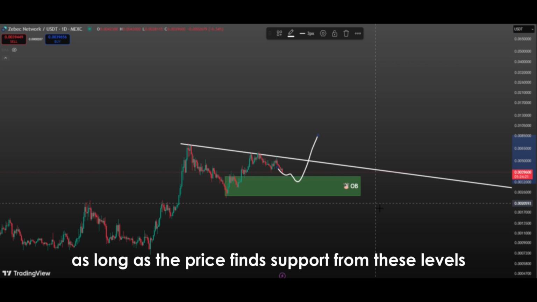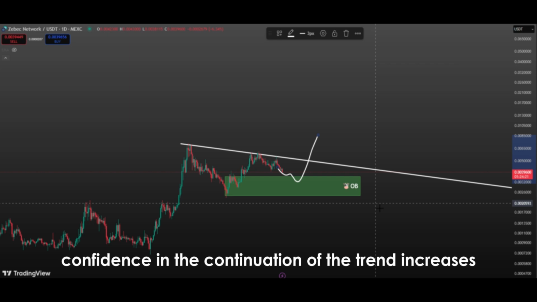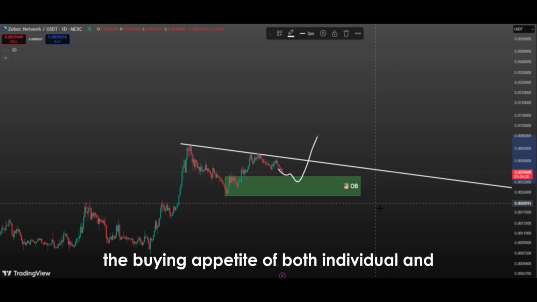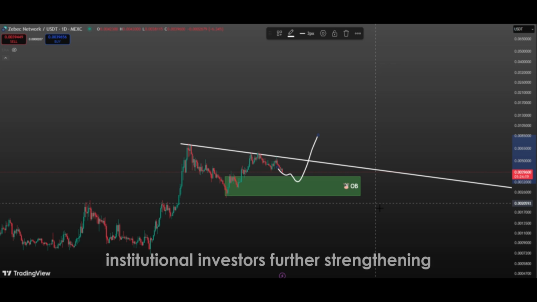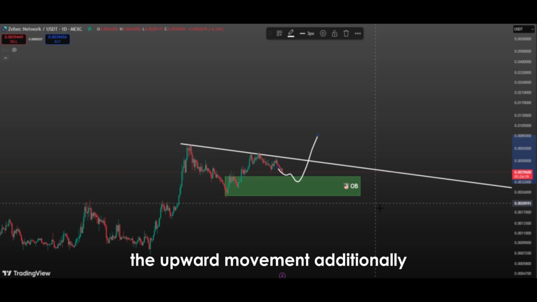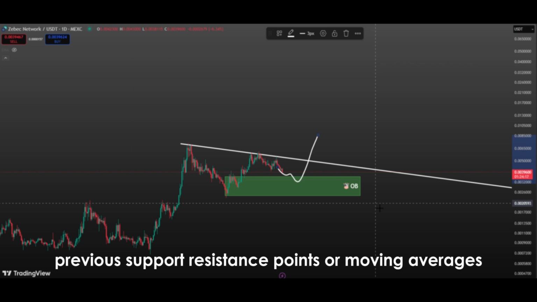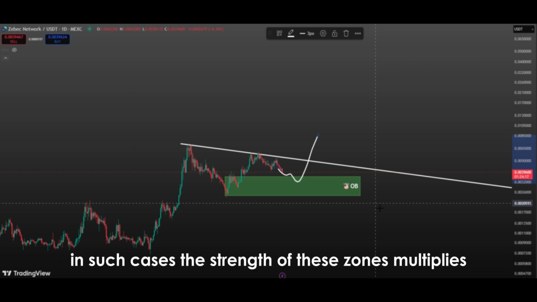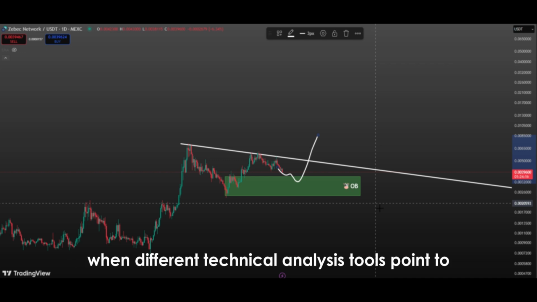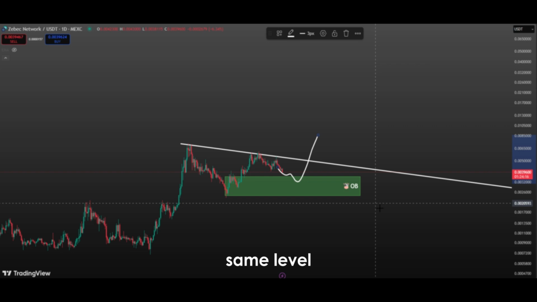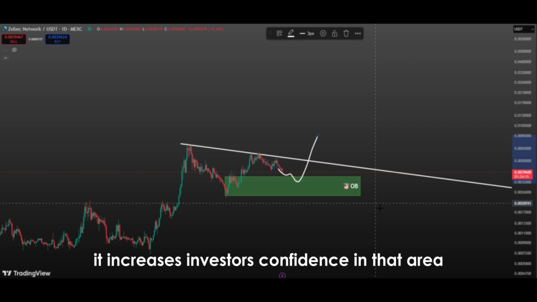As long as the price finds support from these levels, confidence in the continuation of the trend increases. This confidence boosts the buying appetite of both individual and institutional investors, further strengthening the upward movement. Additionally, the areas where bullish order blocks form may overlap with Fibonacci levels, previous support resistance points, or moving averages. In such cases, the strength of these zones multiplies. This is because when different technical analysis tools point to the same level, it increases investors' confidence in that area.